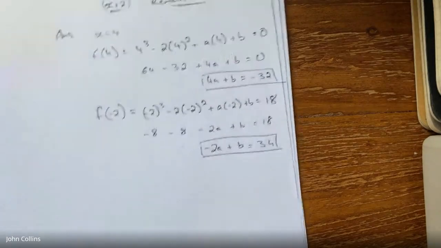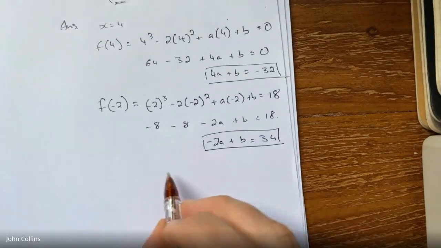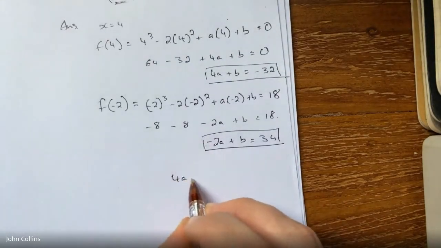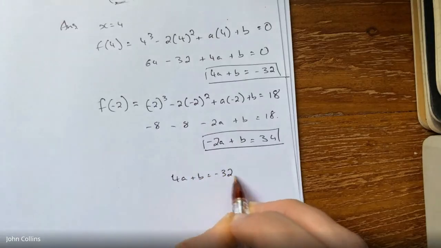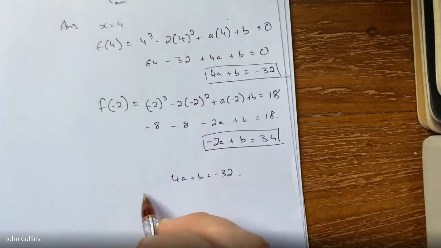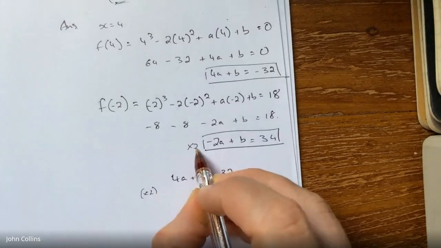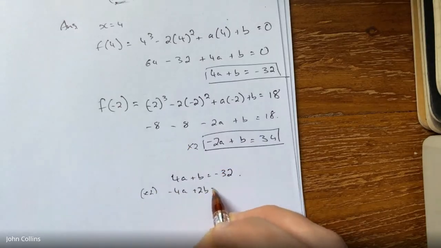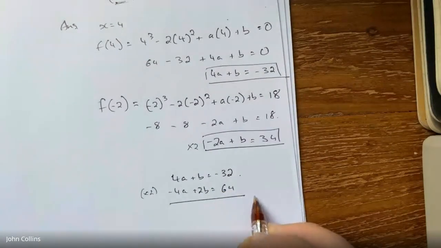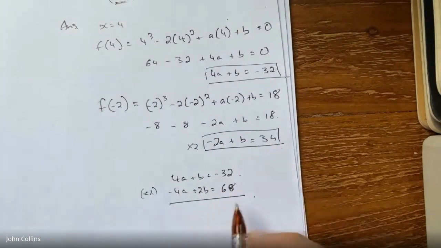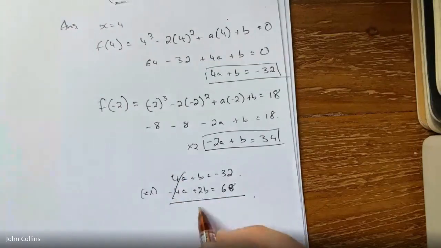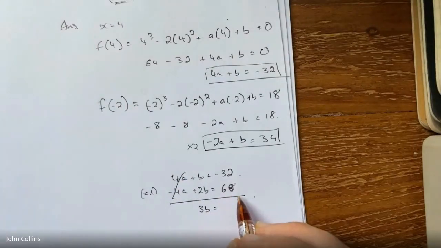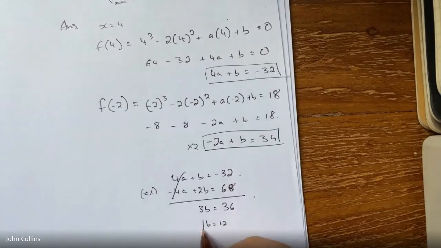So we should be able to solve simultaneous equations in our sleep, but I'll do it very quickly for you. I'm going to take the first equation and I'm going to take the second equation, but multiply it by 2. That's this one by 2. So I get minus 4a plus 2b and 68. Double it. That goes, so we've got 3b is equal to 36, and b then will be 12 from that.